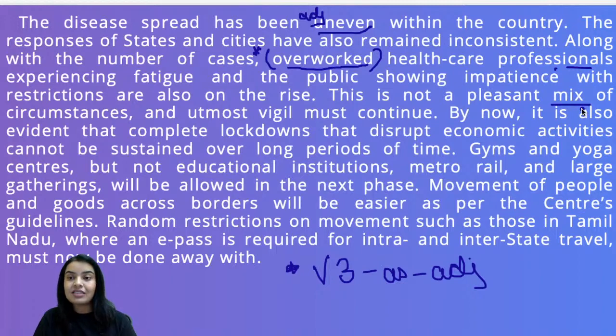This word mix is used as a noun over here. Mix is also used as a verb, but in this case, a pleasant what? A pleasant mix. So we are saying this is not a pleasant mix of circumstances and utmost vigil must continue. So we use utmost when we talk about the extent of something, the most important of something; we use this adjective over here.